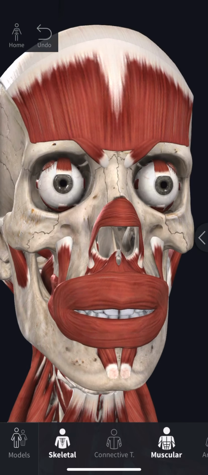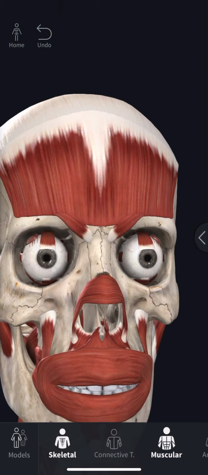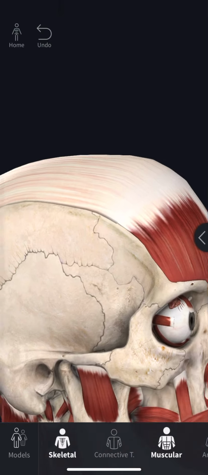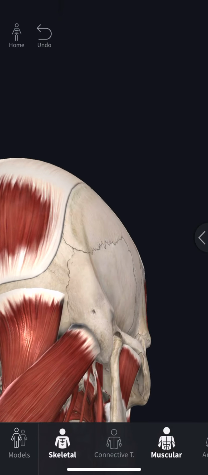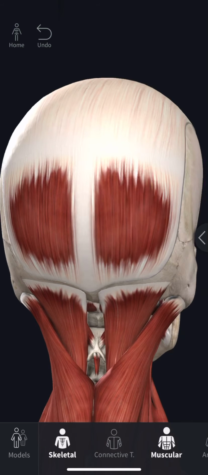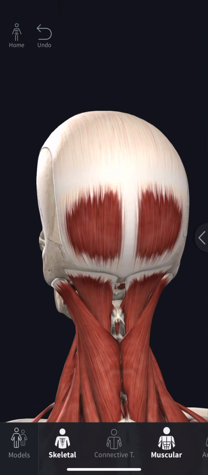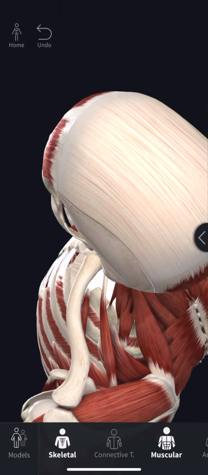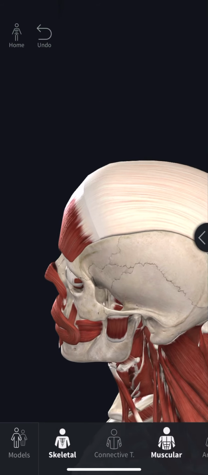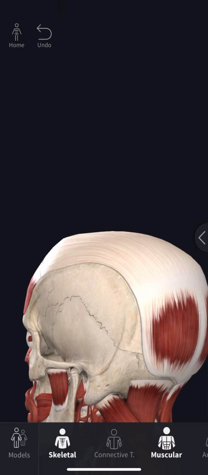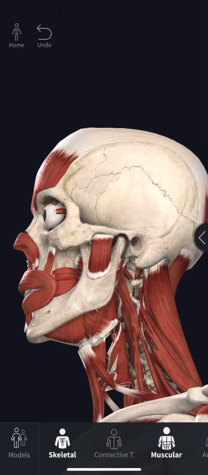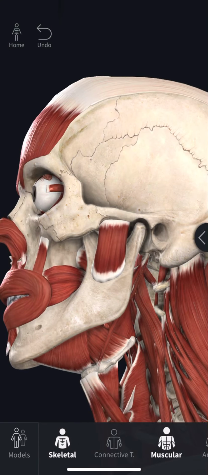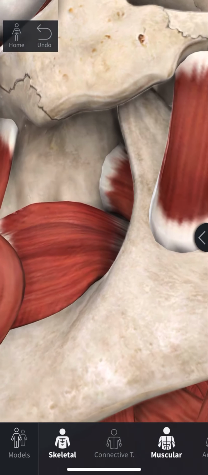Right. Now you're seeing the frontal bellies of occipitofrontalis. This white color sheet is the galea aponeurotica. On the back of the galea aponeurotica, you will see the occipital bellies of occipitofrontalis. So this is how the occipitofrontalis muscle looks like. This is the aponeurosis or the galea aponeurotica. Okay. Now this is the masseter. Here inside you can appreciate the buccinator.